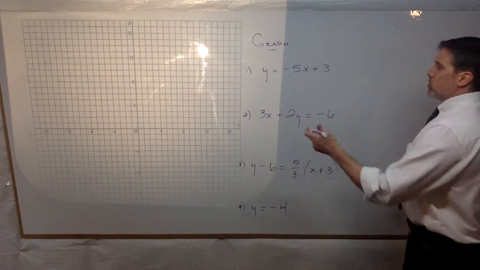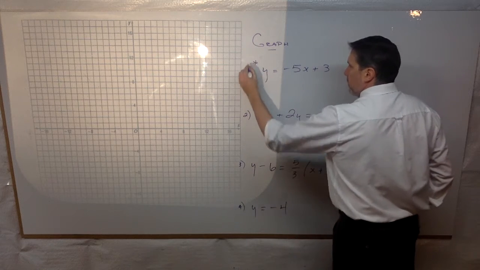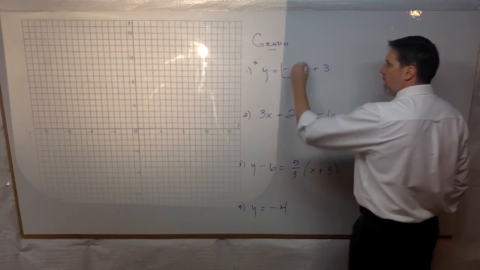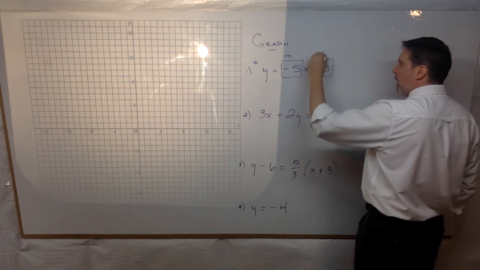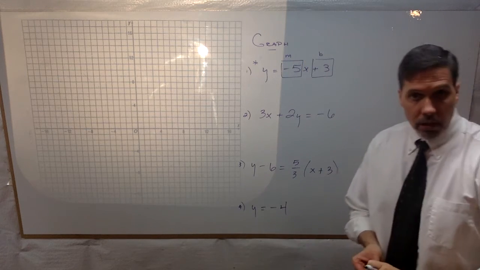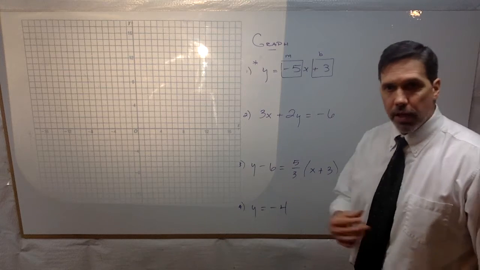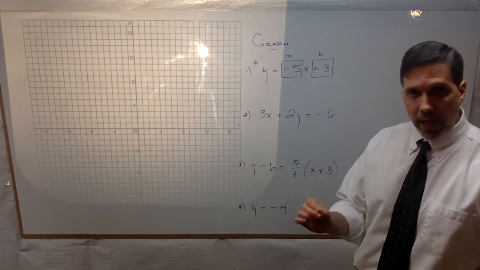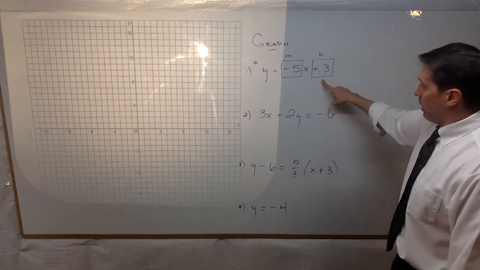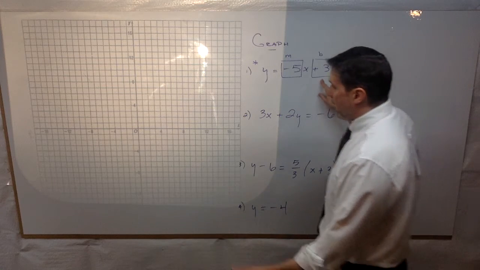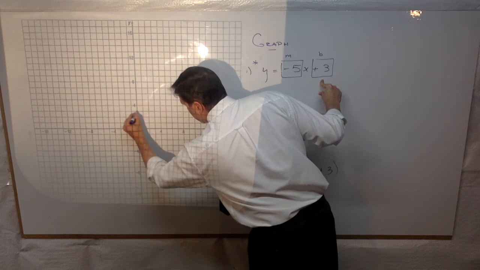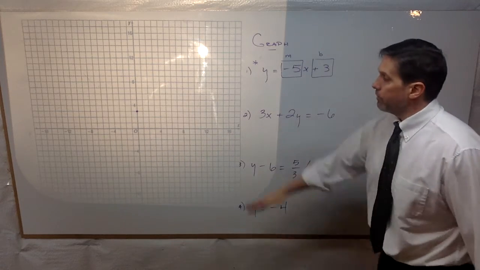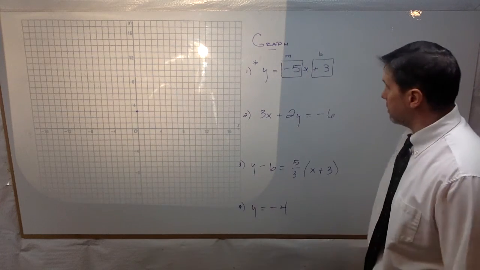Very simple. Since it's already solved for y, that's big. I have my slope, I'll just write it as an m, and I have my y-intercept, right? And you can't start with your slope. You always have to start with the y-intercept because that's a location point. So, what is one point this line passes through? Well, it passes through the y-axis at positive 3.